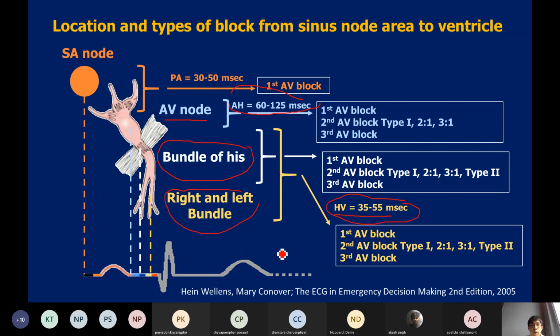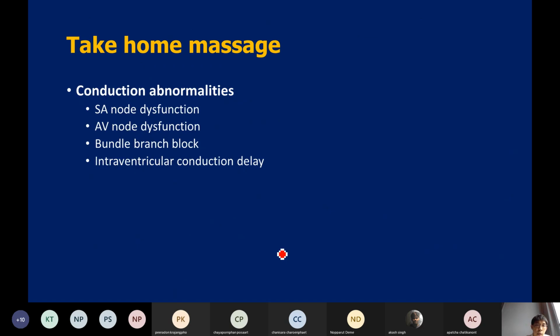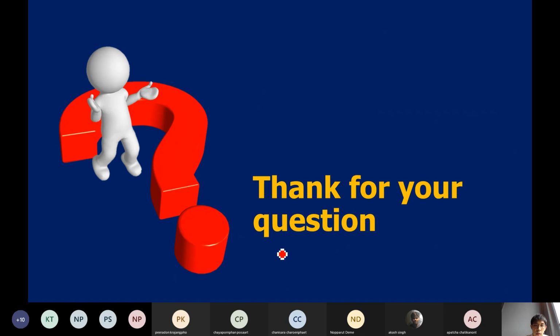So this is the summary of the location of the block from the sinus node area to the ventricle area. And this is the take-home message. There are 4 types of conduction abnormality: the SA node dysfunction, the AV node dysfunction, the bundle branch block, and the intraventricular conduction delay. So this is the first part today. Whoever has any questions, you can ask me. Or if anyone wants me to explain some parts of this lecture again, you can ask me now.